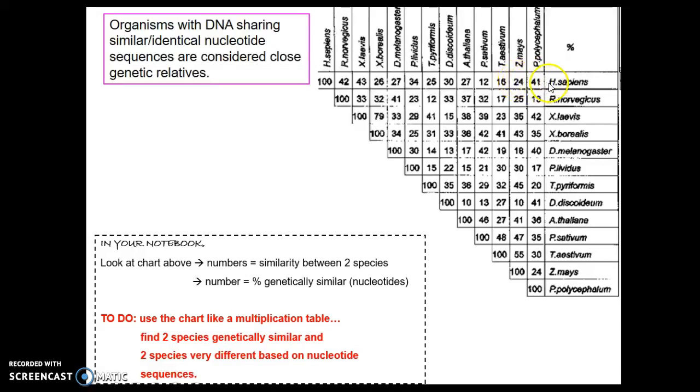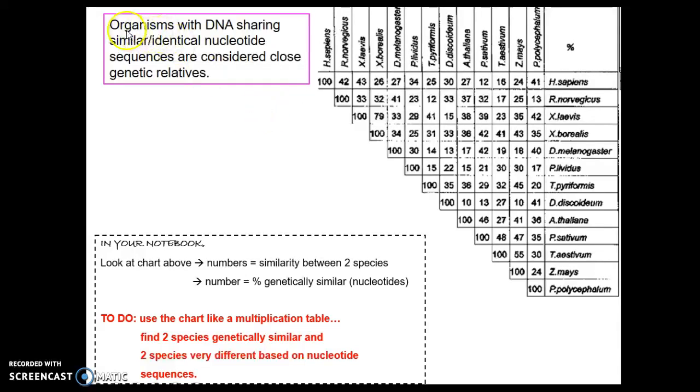So if I go across this row for humans, we'd find that the species that has the highest genetic similarity is still pretty low. This species, X. lavis, has 43% of its DNA, the nucleotides, similar to humans. But that also means that there's 57% of their DNA that is different from humans. So there's more different than similar.